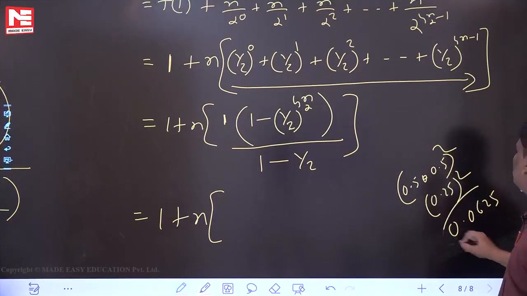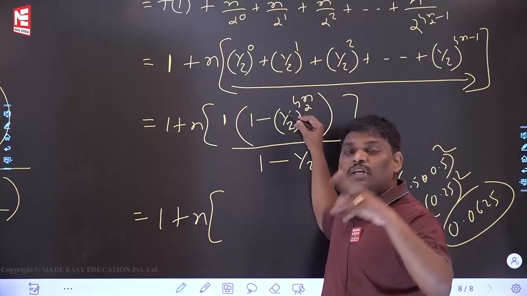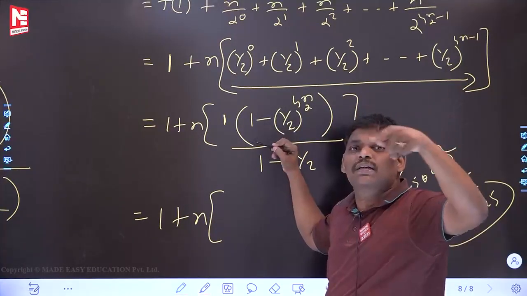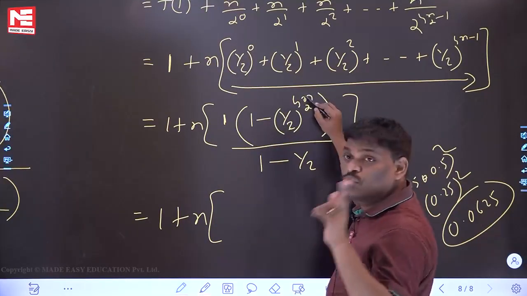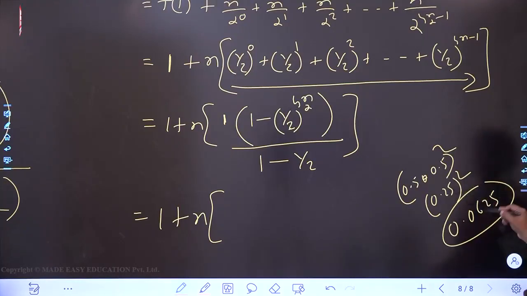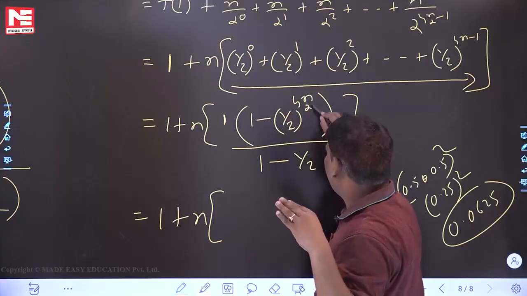The meaning of this is that R value is already less than 1. If anything is less than 1 and you square it, cube it, the value keeps decreasing, decreasing. If you do it many times, function times, this value becomes 0.